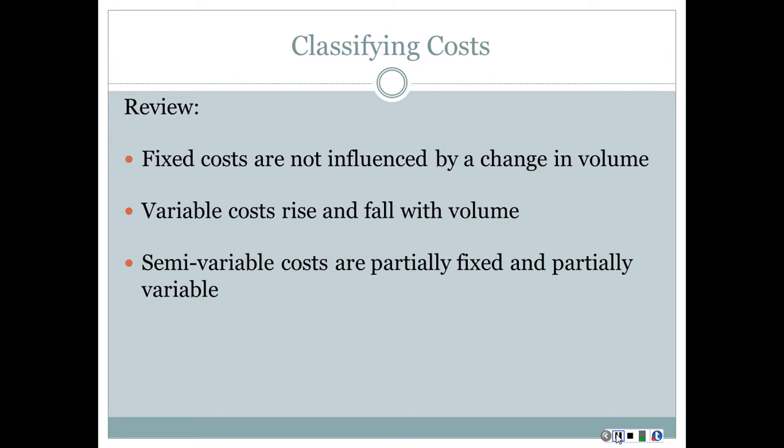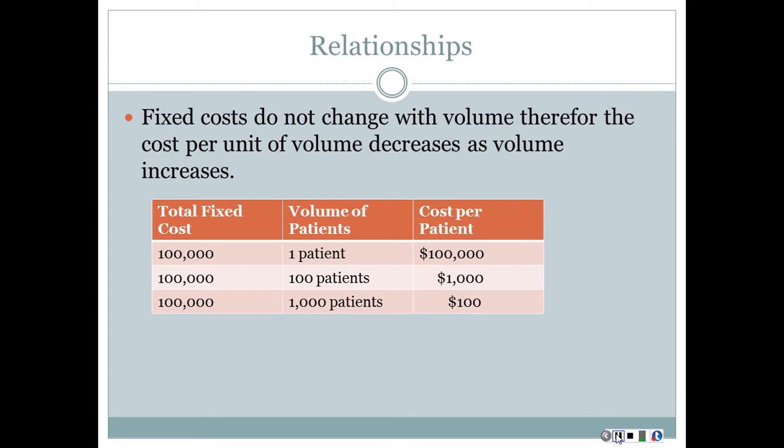And the semi-variable costs are partially fixed and partially variable, and depending on how they are affected by volume, we need to use that information to determine how much total costs would be. We're going to look at various ways that semi-variable costs are affected by volume. Let's look at the relationships.